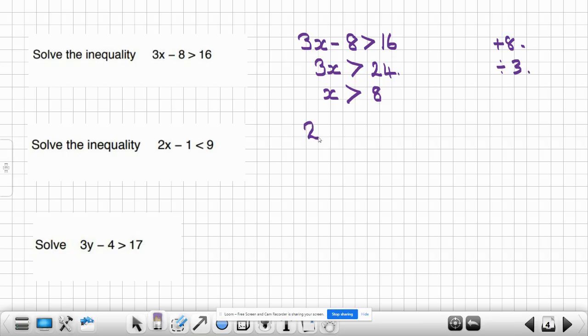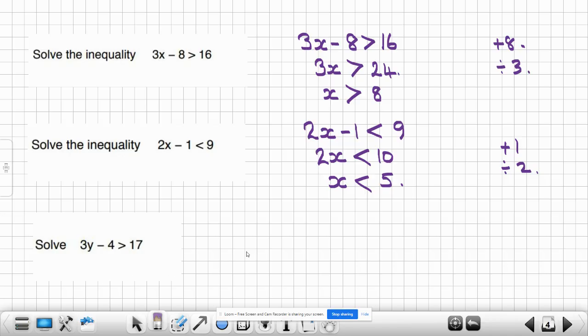Right, we've got 2x minus 1 is less than 9. We want to get rid of this subtract 1, so we're going to add 1 to both sides. And then we get 2x is less than, add 1 to 9, we get 10. Then x is being multiplied by 2, so we need to divide by 2. So we get x is less than 10 divided by 2, which is 5. And again, that's us finished with that. So the inequality is x is less than 5.